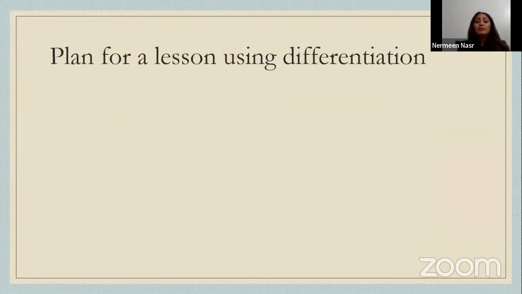Okay? So the last thing that we're going to do now, I'm going to give you an objective, and we're going to try to differentiate in the 3 levels. For example, my objective is to use the past simple correctly in writing. I want you to think for 2 minutes how to implement differentiation in the content, in the process, in the product, using this objective. Please take your time.